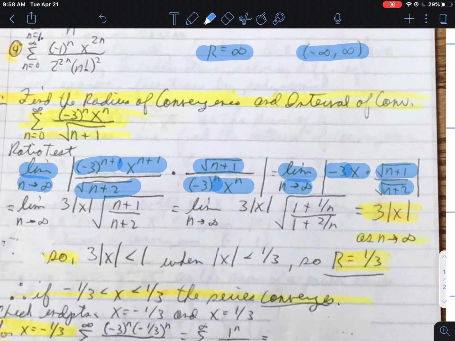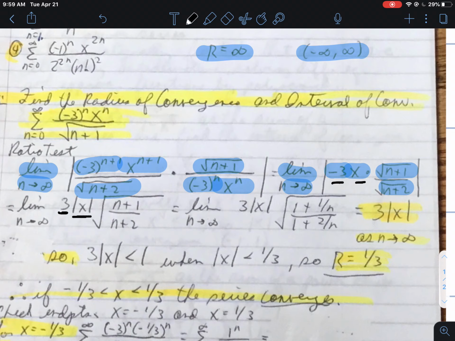Now again, I need to keep the absolute value here because of the x, but because of the x only. So there's a product. There's an absolute value of -3 times x times the square root of n plus 1 over the square root of n plus 2. That's a product, so I can take the product of absolute values. The absolute value of negative 3 is 3. The absolute value of x, that's where I have to keep the absolute value because we don't know what x is. It could be anything.